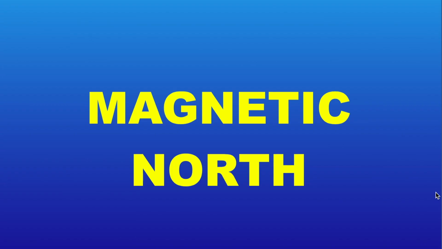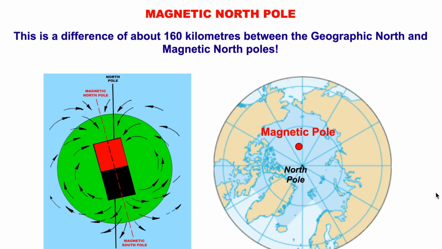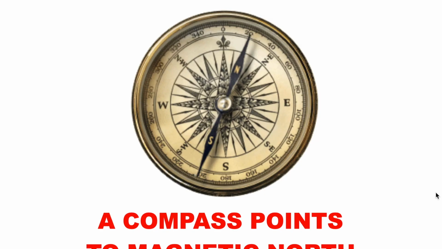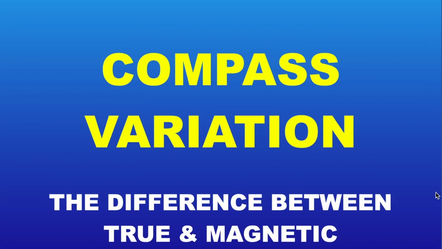The compass, as we said before, points to magnetic north. That's because the world is like a huge magnet, and that magnetic core is pointing to the North Pole and the South Pole, and it slightly moves each year. So the compass points to magnetic north. The difference between true north and magnetic north is called variation. So we call variation the difference between true and magnetic north.